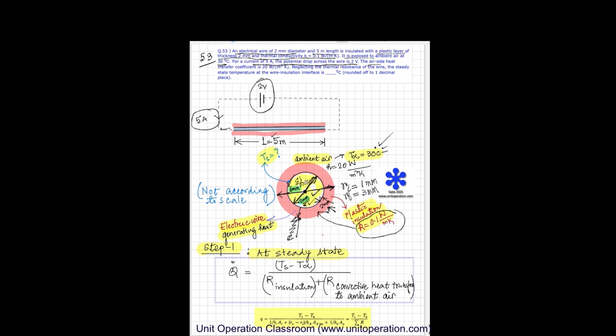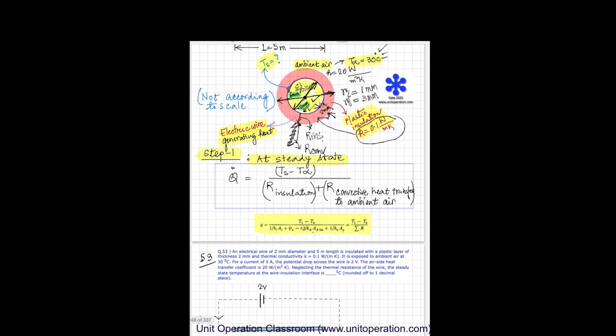So there is one resistance here, which is, let's call the resistance of the insulation, and there is another resistance here. Let's call that a convective resistance. That means resistance to convective heat transfer from the surface of the insulation to the ambient air. So for this kind of system, it's very easy. This is the equation which we can write as this one. So this is the overall temperature difference, which is Ts minus T infinity, whereas Ts is the temperature right here. That's what we have to find out. And T infinity is the ambient air temperature. So Ts is here and T infinity is here.